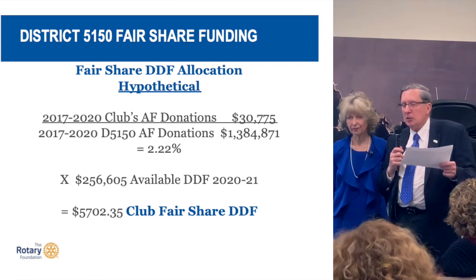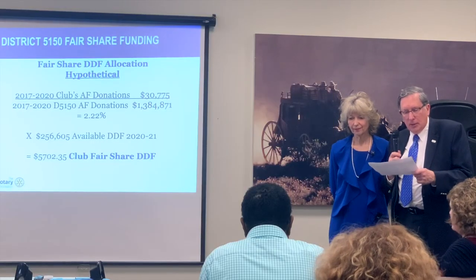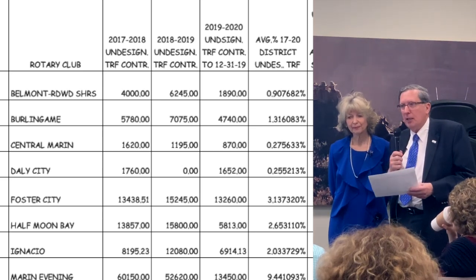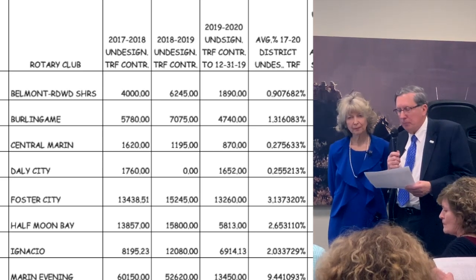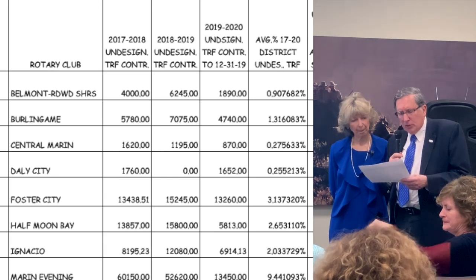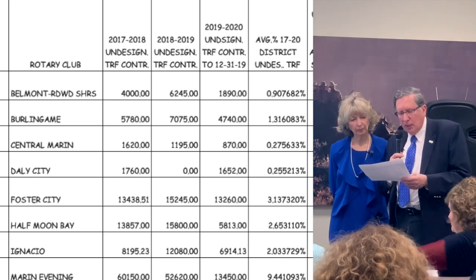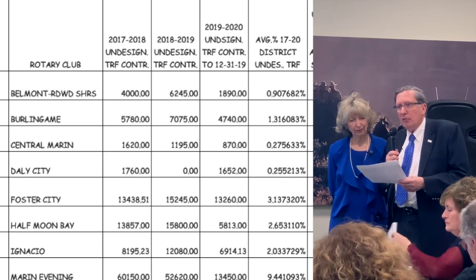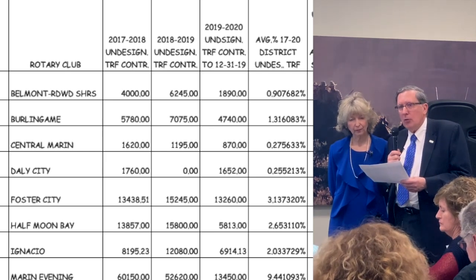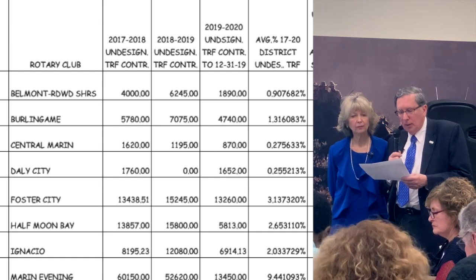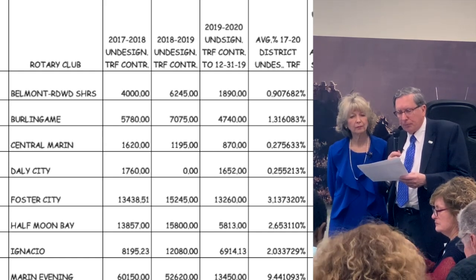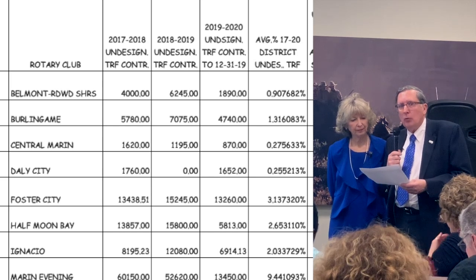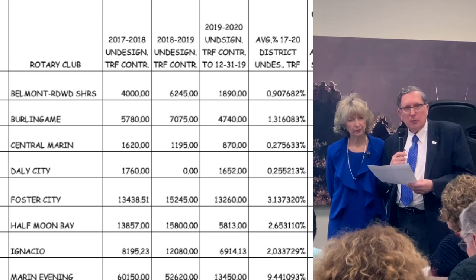Okay, so now let's look at the spreadsheet. And since Belmont at Redwood Shores is at the top, I'm going to use those as the example, but if you want to look at your own clubs, by all means do so. The first three columns of numbers are the amount of annual giving that your club did for that particular period of time. And notice the third one, designated 2019 to 2020, only goes through December 31st.